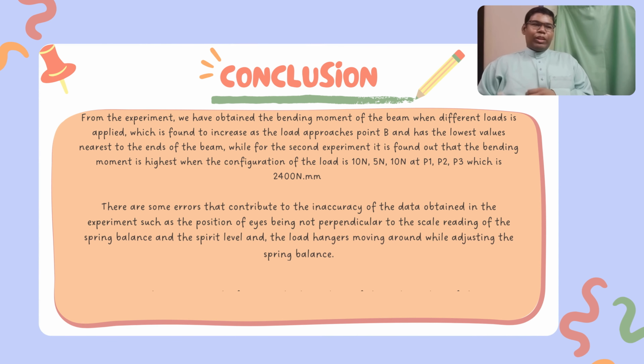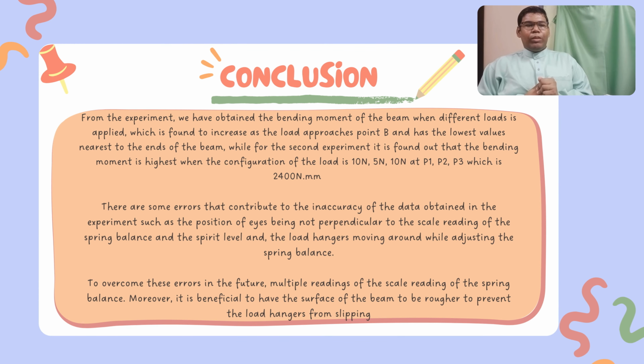So, from the experiment, we have obtained the bending moment of the beam when different loads are applied, and we have found out that the bending moment increases as the load approaches point B, and has the lowest value nearest to the ends of the beam. For the second experiment, it is found that the bending moment is highest when the configuration of the load is 10 Newtons, 5 Newtons, and 10 Newtons at points 1, 2, and 3 respectively, which is determined to be 2,400 Newton millimeter.